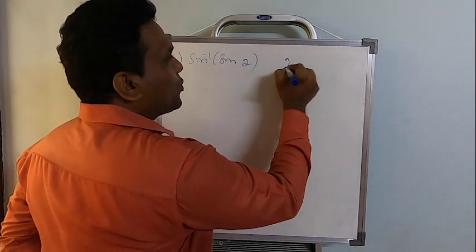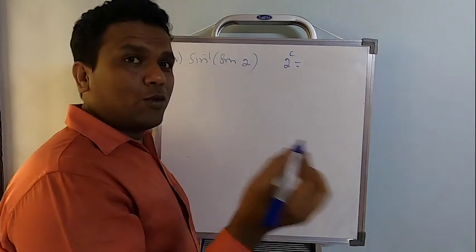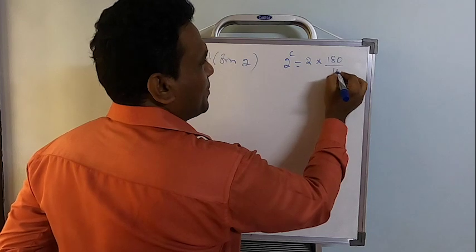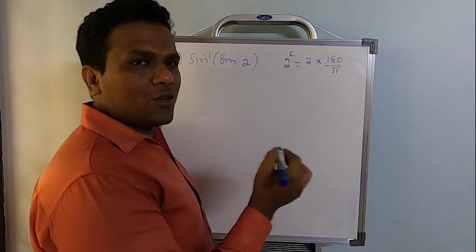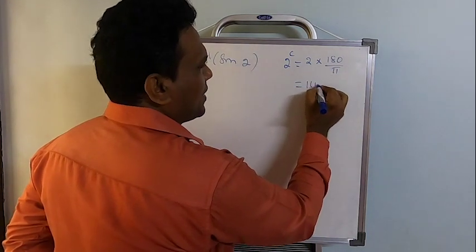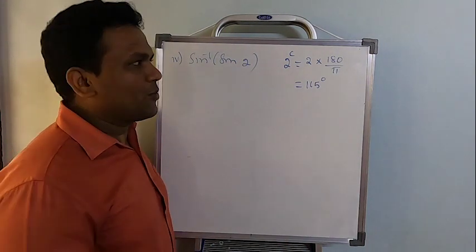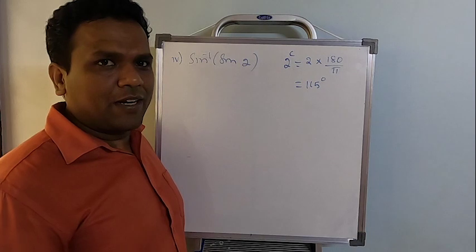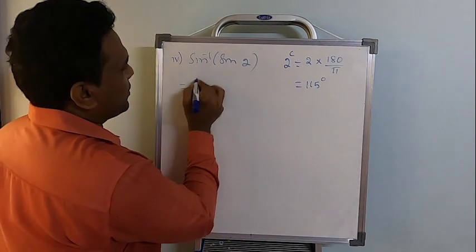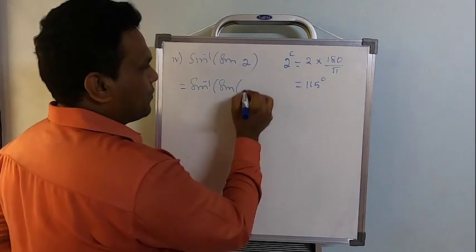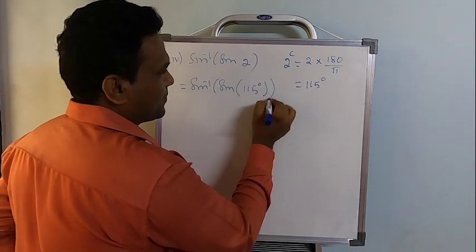Now 2 radians can be converted in terms of degrees: 2 multiplied by 180 by pi. On solving, this approximately gives me 115 degrees. Approximately 114 point something it's going to be. So let me take it as 115 degrees. Now come back here. Sine inverse sine 115 degrees. That's okay.